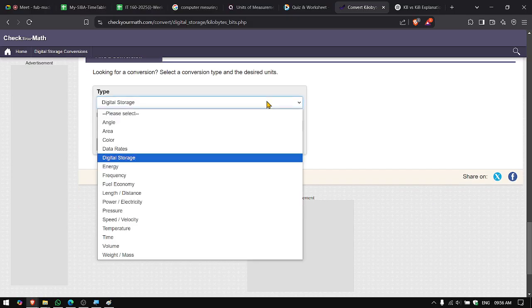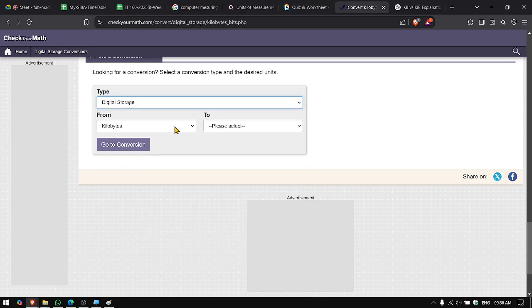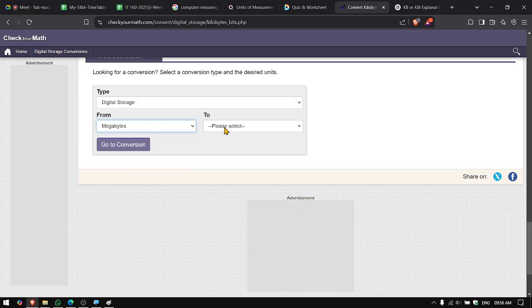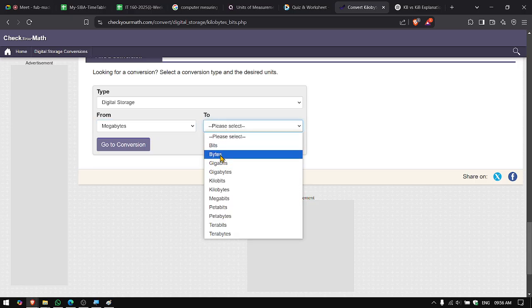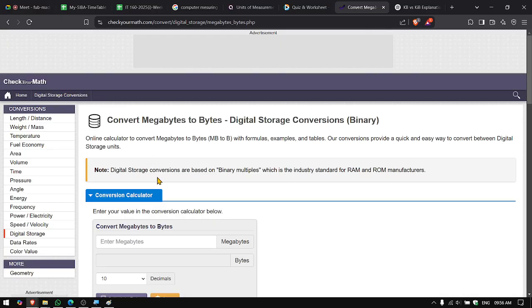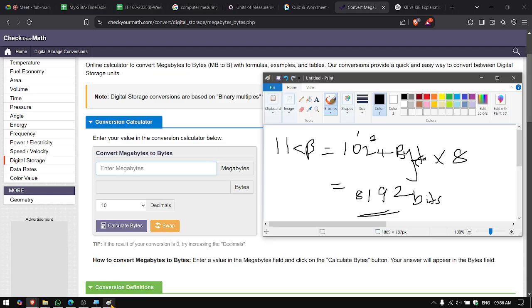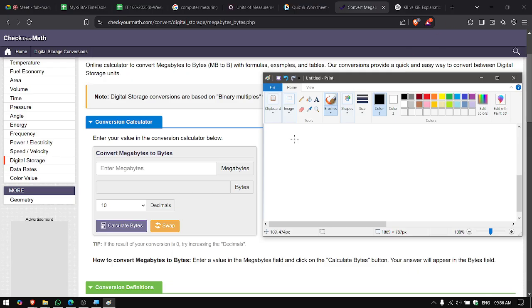Here you should select digital storage from the list. So let's click convert 1 megabyte to what? Megabyte to bytes. Go to conversion. So this one here, convert megabytes to bytes, right? If I add 1 megabyte, how to convert 1 megabyte to bytes? So go to the table.